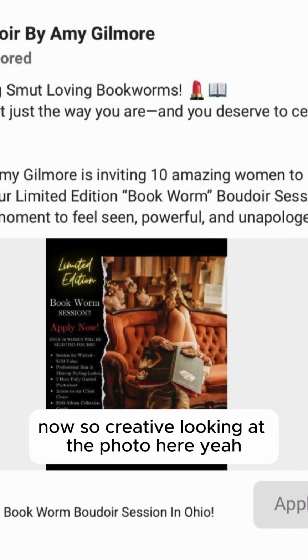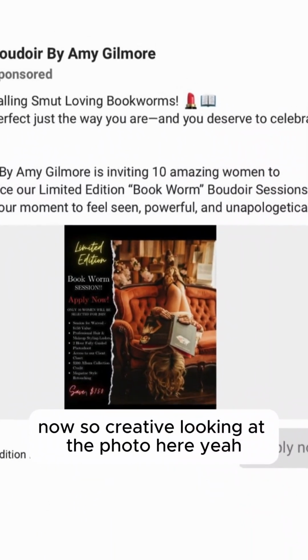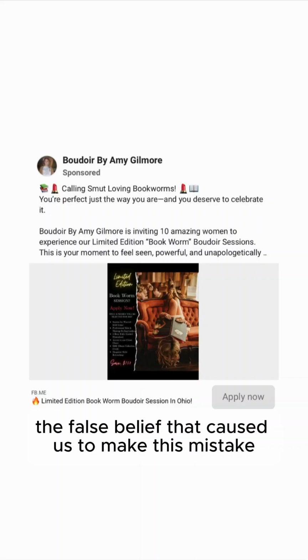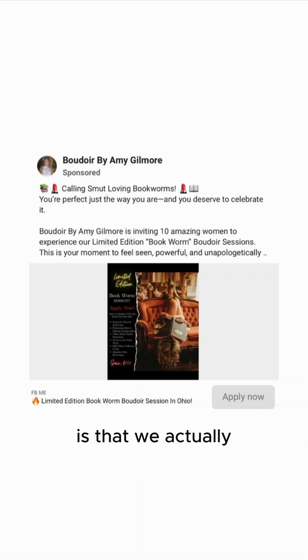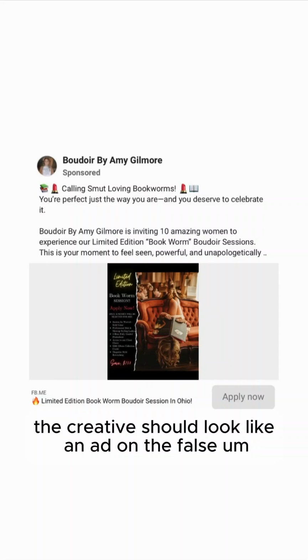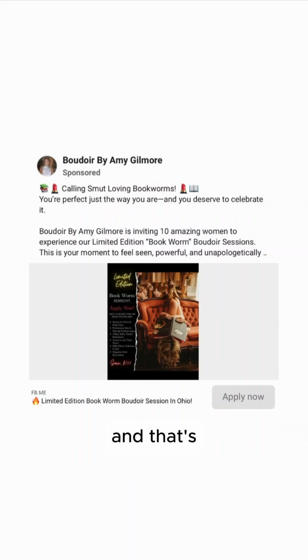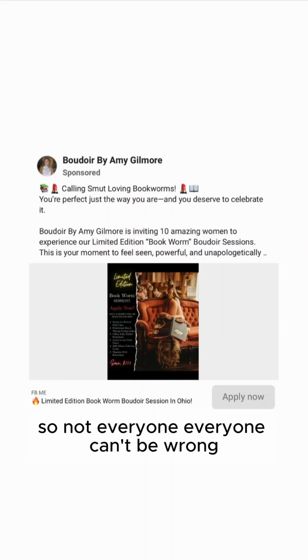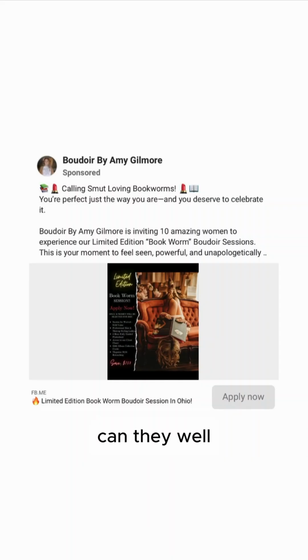Now, the creative, looking at the photo here, yeah, we've got the looks-like-an-ad mistake. The false belief that caused us to make this mistake is that we believe Boudoir Facebook ads should look like ads. The creative should look like an ad. That's because all the other Boudoir Facebook ads we've seen, they all look like ads. So everyone can't be wrong, can they?